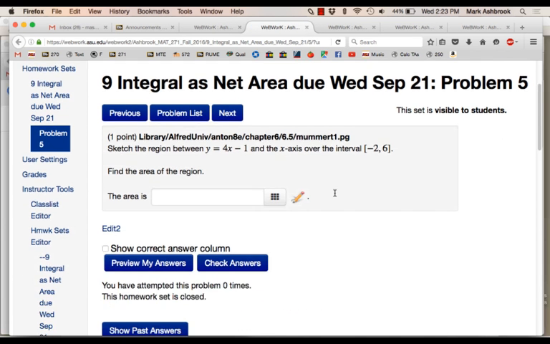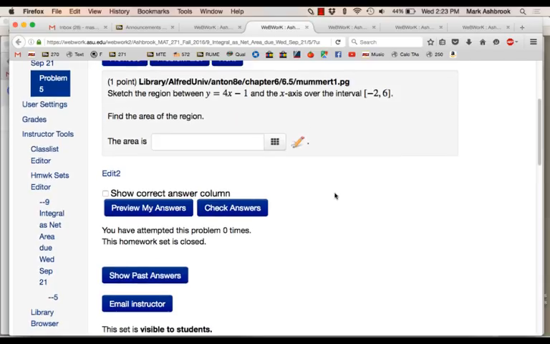Okay. So this one caused some confusion. It's a good one. So we've got just a line here, 4x minus 1. So that's going to be something like this. That's supposed to be a line. Let me try one more time. So here we go, 4x minus 1. Let's see if I can do better here. Okay, better. Then negative 2 to 6.